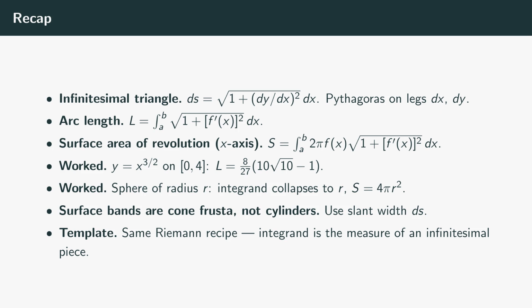And the meta lesson, same Riemann recipe as every episode since the second one. Write down the measure of an infinitesimal piece. Integrate. The content of the integrand is the geometry of the piece. Next episode we pivot. We've spent 10 episodes on continuous integration. Next we shift to discrete sums, sequences, and series. The sum of a sub n instead of the integral of f of x dx. Same summation spirit, very different convergence questions. See you there.